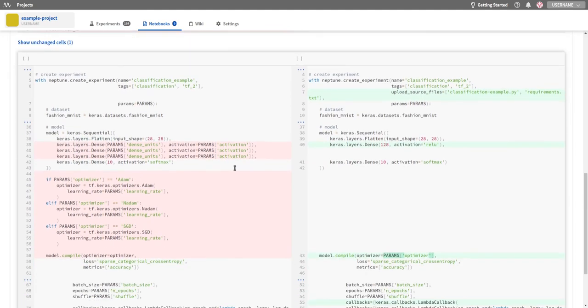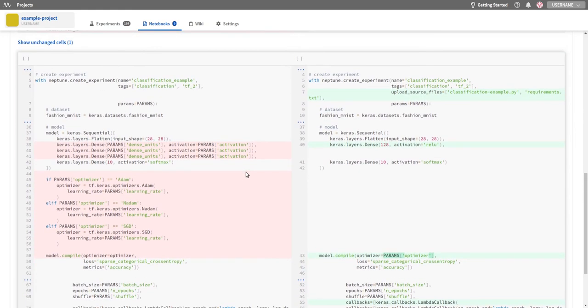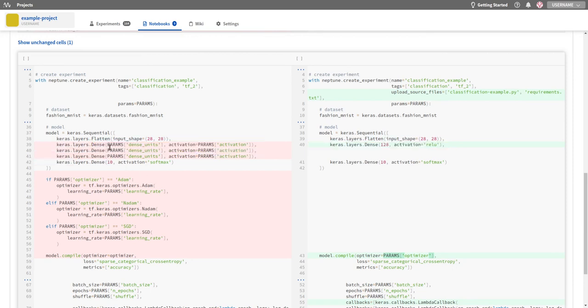So here is another example of the code differences in a particular cell. There is upload source files, which is missing here on the left side, and also on the left side there are more dense layers when compared to the right side.